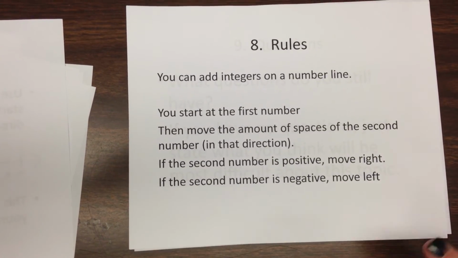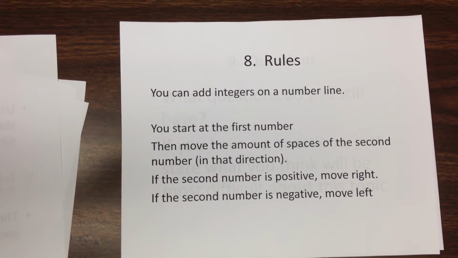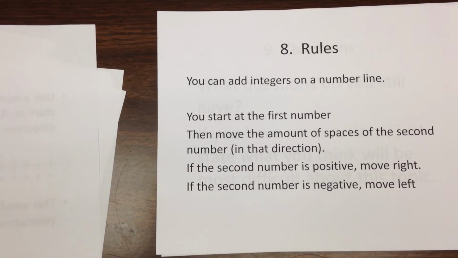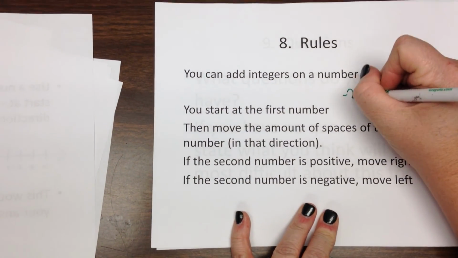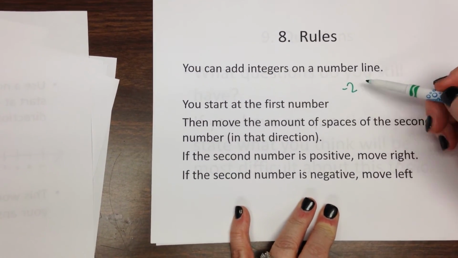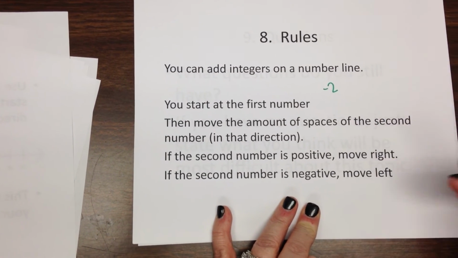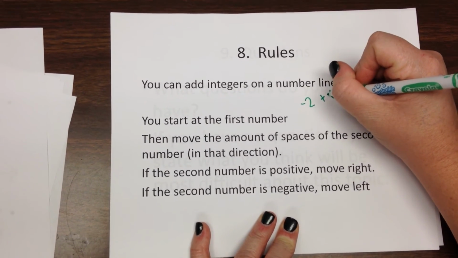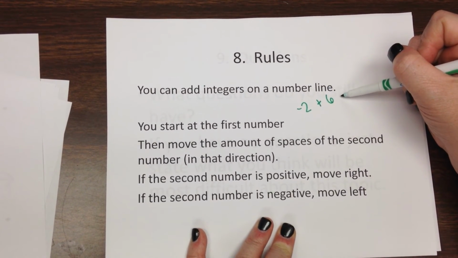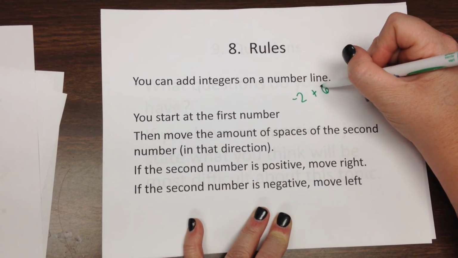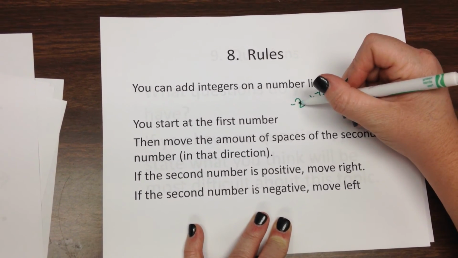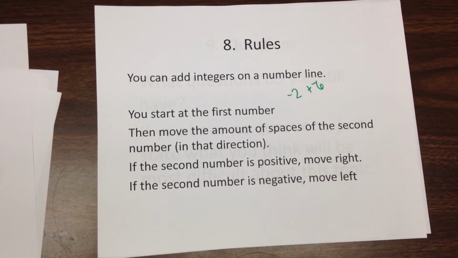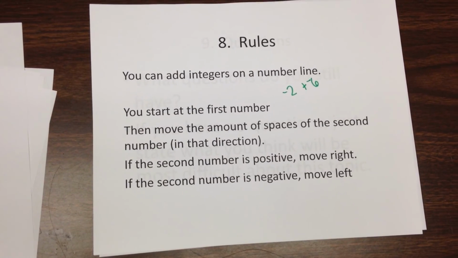Number 8, we're going to go ahead and give you the rules here for adding integers on a number line. Okay, the very first thing you do is you start at your first number. So if you had a -2, you would start at -2. Then you're going to move the amount of spaces of the second number. So if my second number was a 6 and it's a +6, then I'm going to move in the positive direction. If my second number was a -6, then I would start at -2 and move 6 spaces in the negative direction. But it's very important to write down these rules just like this. These will be your notes.